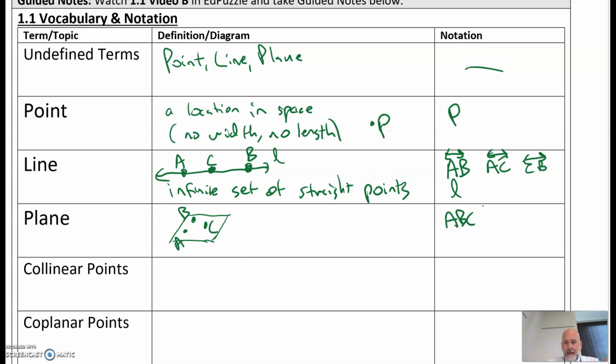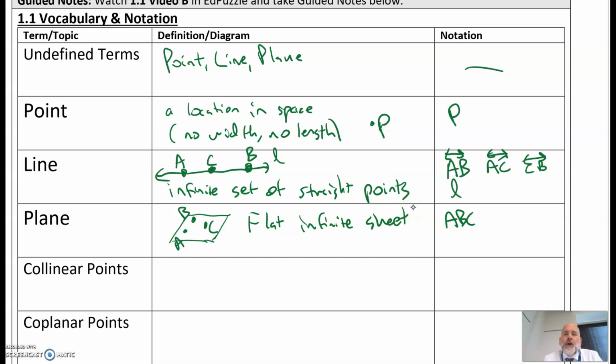Think about any 3 points, like 3 points that are on the desk here. If I have 3 points on the desk, there's only one plane that goes through those 3 points. It's the desk surface, extended forever and ever. There isn't another way to connect 3 points that aren't in a line. Okay? So a plane is a flat, infinite sheet.